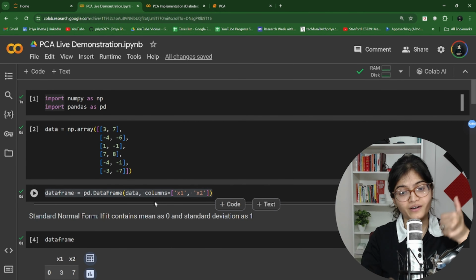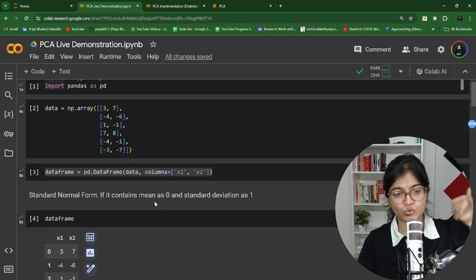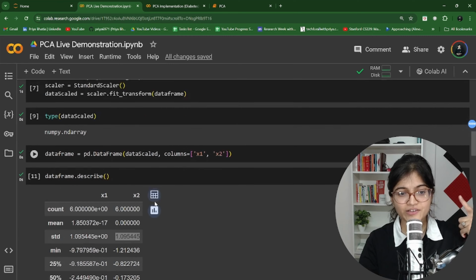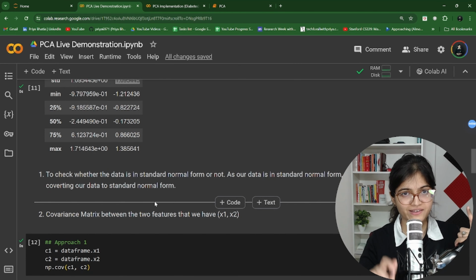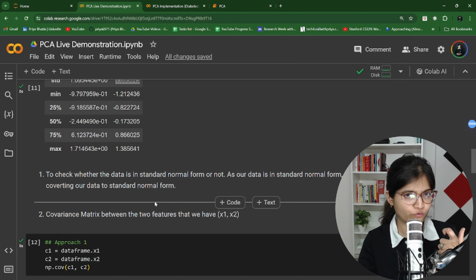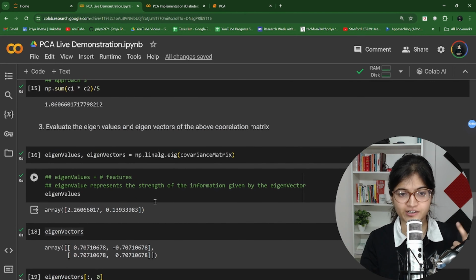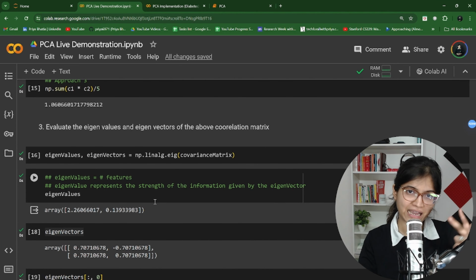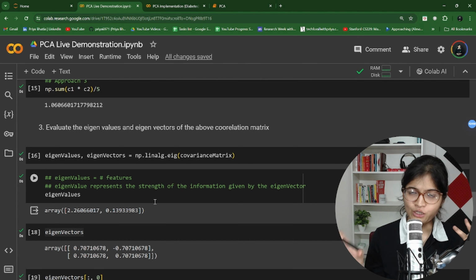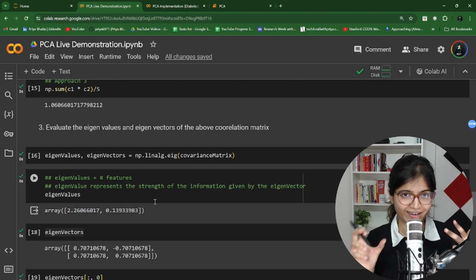So in a nutshell, first step is to check whether the data is in a standard normal form or not, to avoid the bias. Second step is to create a covariance matrix. I have already explained mathematically what is the literal meaning of the same. There are three ways which we have seen. One is directly calling the function, another one is directly using the formula, and the last one is again with the help of the formula itself. Third thing is to evaluate the eigenvalue and eigenvector. Eigenvalue will provide me the highest strength eigenvector.